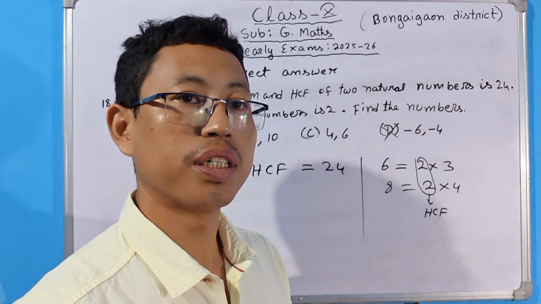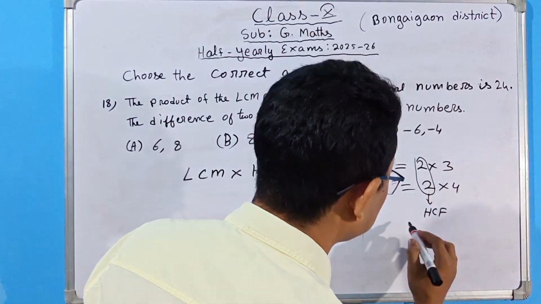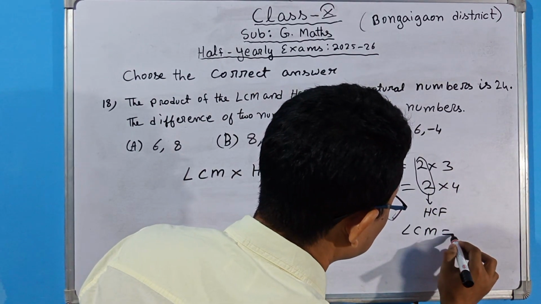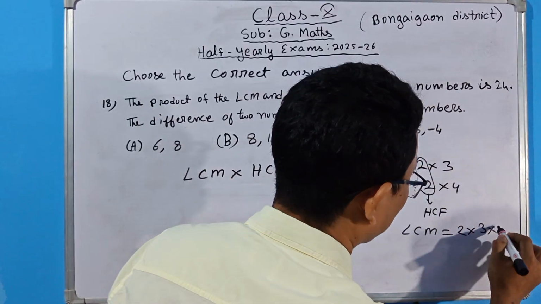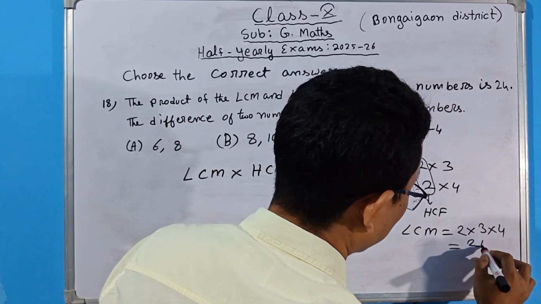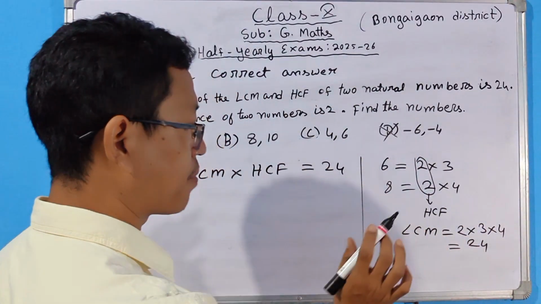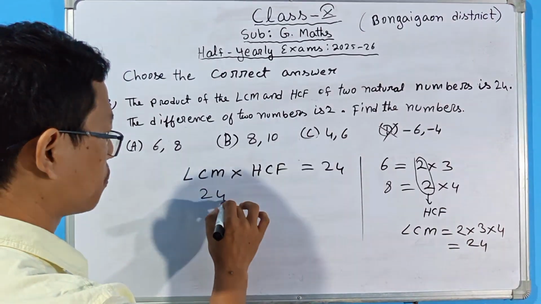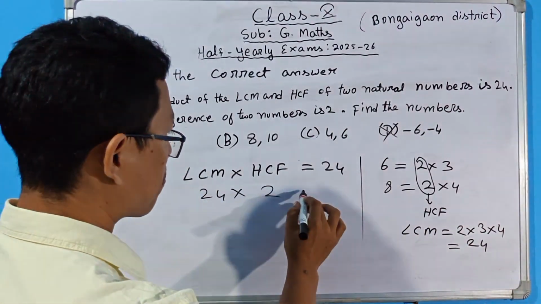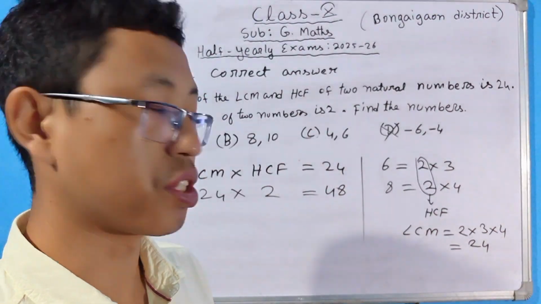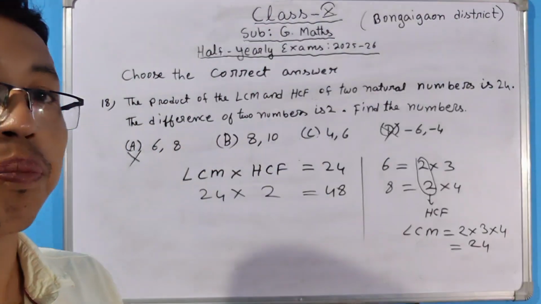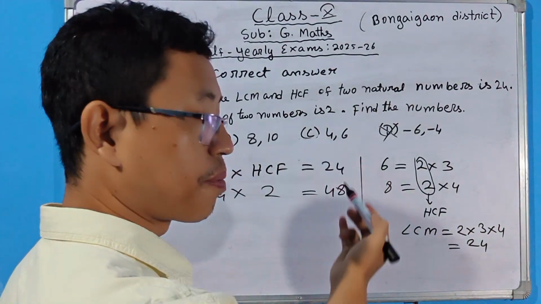So 2 is common in HCF and LCM, the common number is 2, then 3 into 4 equals 24. Now on placing the value of LCM and HCF in here, LCM we have 24, HCF we have 2, we get 48. So that is not a correct answer, I mean this is not a correct option. Now let's see option number C.